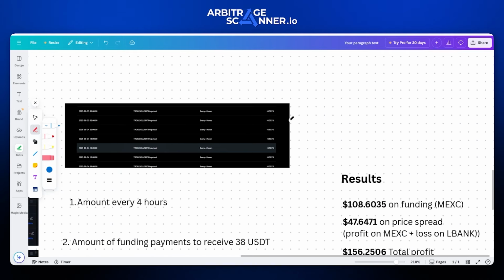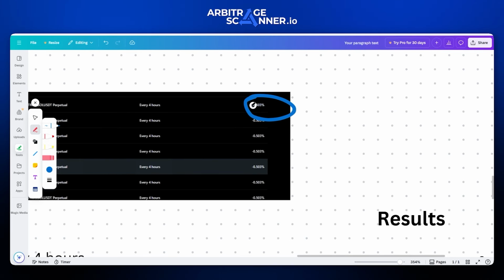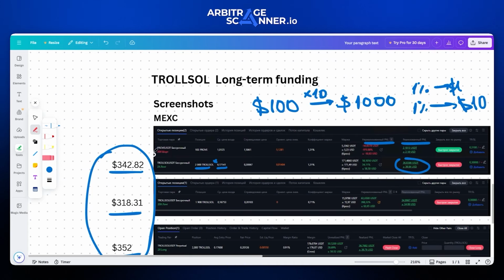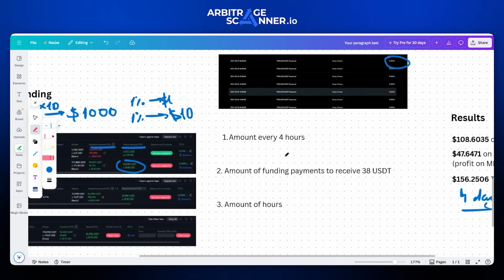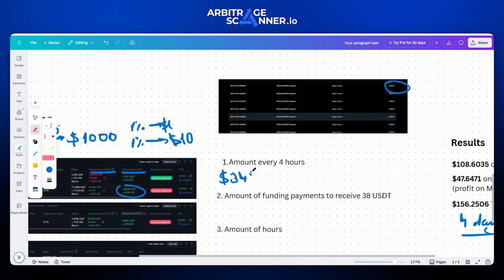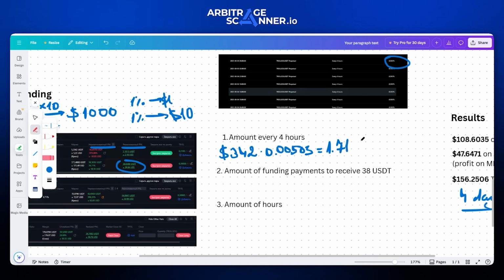First, we're going to calculate the amount the client received from the funding fee every 4 hours. As I said before, every 8 hours there was a funding fee of minus 0.03%. We know that the client entered with $342 here, which means that every 4 hours he got 0.503% plus of his initial deposit. So we multiply this amount of dollars by 0.503%. I actually divided the percent by 100, so our final result makes sense. And eventually we got 1.71, which means that the client got plus $2 on his balance every 4 hours.